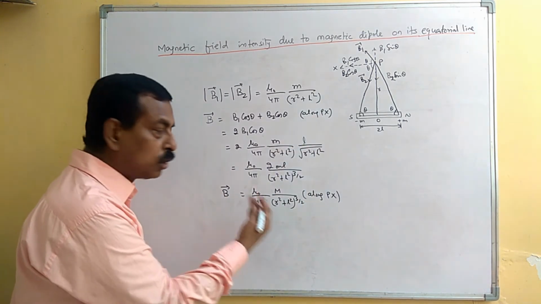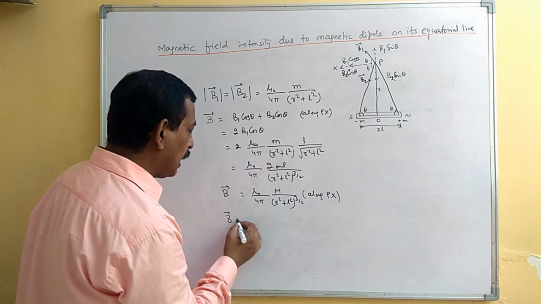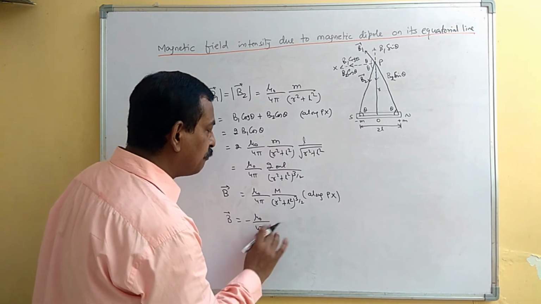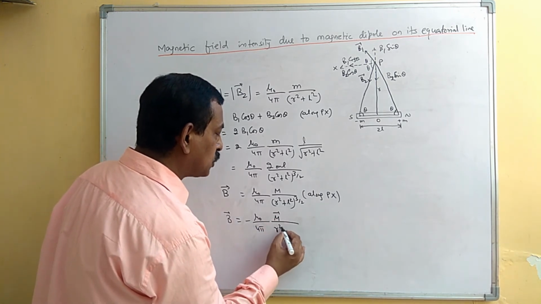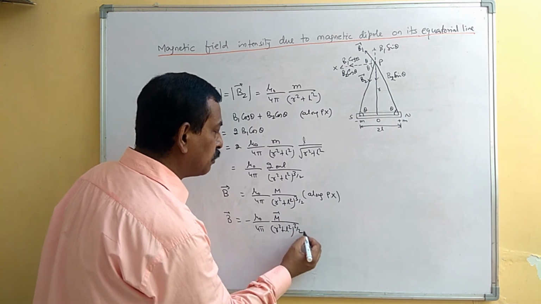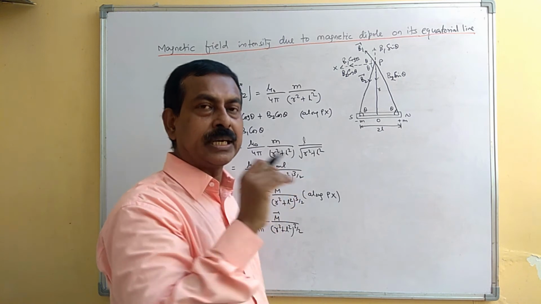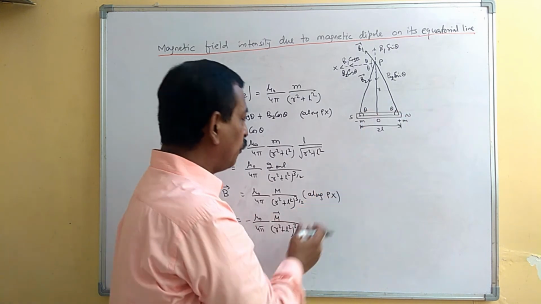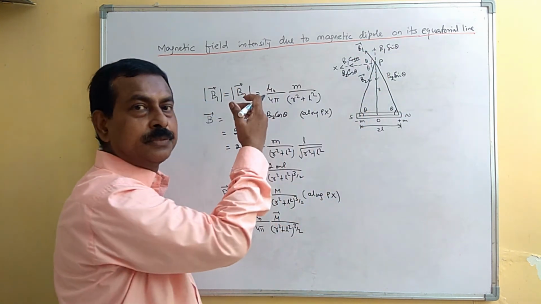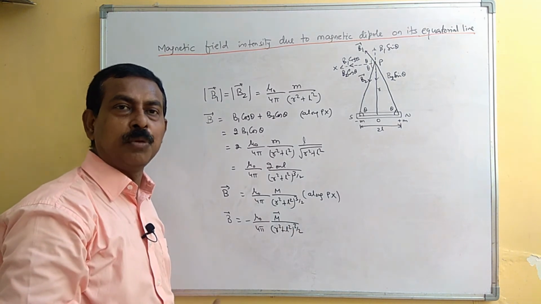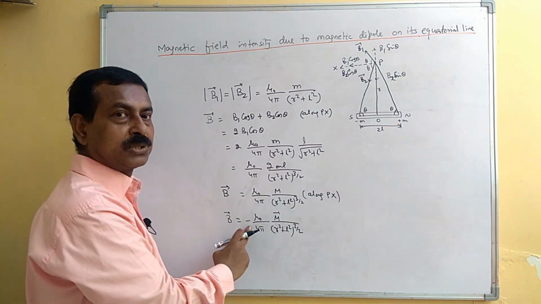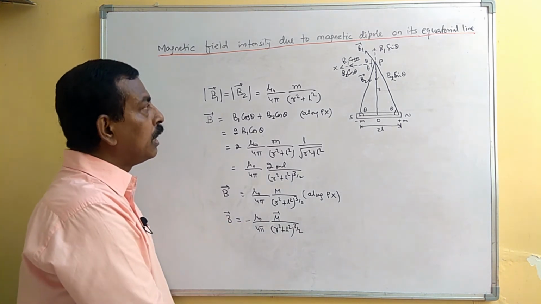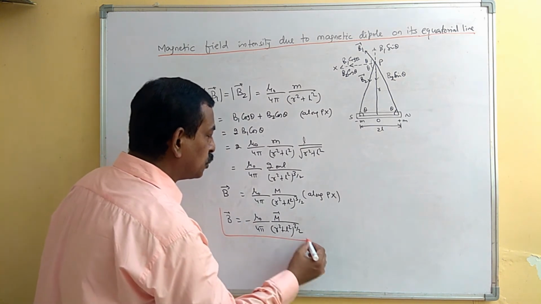Now we can also write this as B equals minus mu naught by 4 pi, m vector by r square plus l square power 3 by 2. Why? Because m vector, that is the magnetic dipole moment, will be in the direction south to north. So it is from left to right, whereas this direction is from right to left. So it is in the opposite direction to the magnetic dipole moment, so we have substituted with a negative sign. So this is the expression for magnetic field intensity due to a magnetic dipole on its equatorial line.